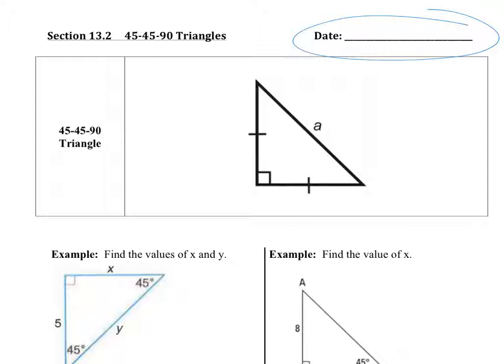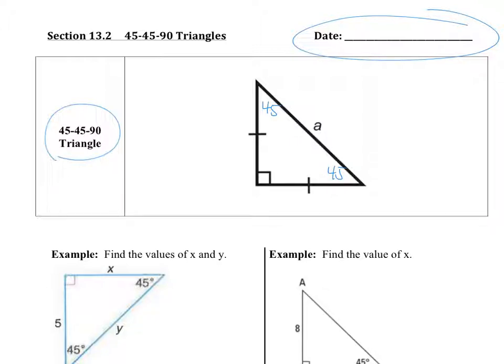As you can see right here in this box, we have a 45, 45, 90. I'll point that out for you here. Here's my right angle, and if that's a right angle and these two sides are congruent, we have an isosceles triangle, so we know our base angles are both 45 degrees. So this is 45 and this is 45, making that a 45, 45, 90 triangle.